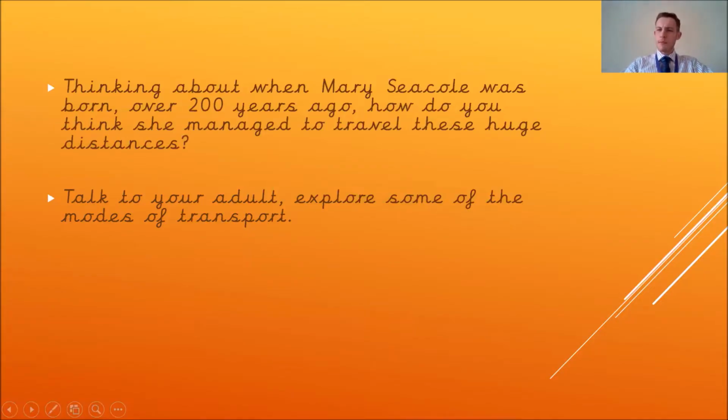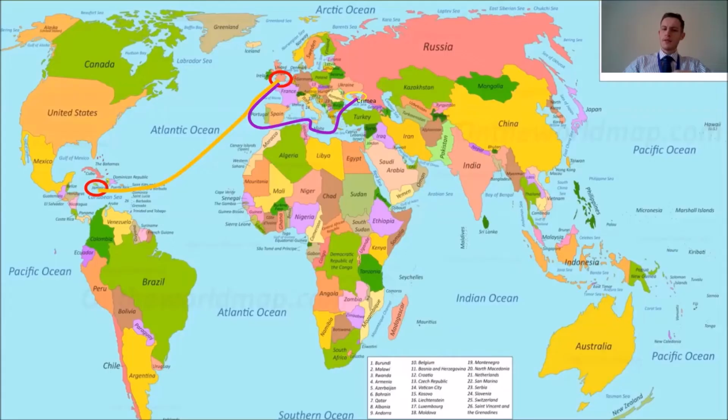Now, thinking about when Mary Seacole was born, that was over 200 years ago, how do you think she managed to travel these huge distances? Have a talk to your adult and explore some of the modes of transport. Have a look at the map and think about how she got from Jamaica to London and from London to the Crimea. How would she have done that? This was 200 years ago. What mode of transport do you think she would have used?